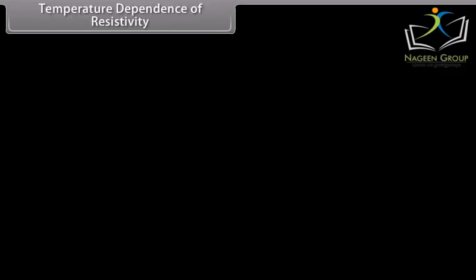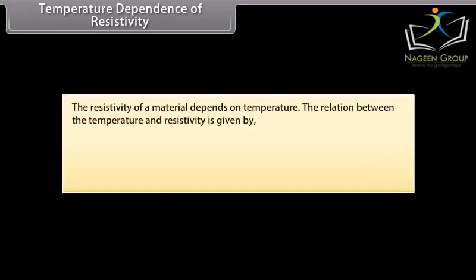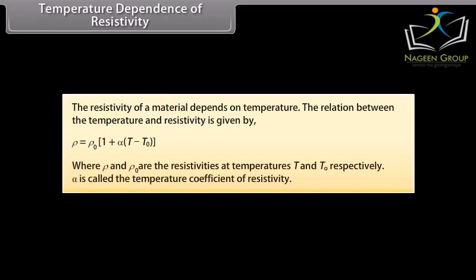Temperature dependence of resistivity. The resistivity of a material depends on temperature. The relation between the temperature and resistivity is given by rho equals rho naught multiplied by 1 plus alpha times (T minus T naught), where rho and rho naught are the resistivity at temperatures T and T naught respectively. Alpha is called the temperature coefficient of resistivity.